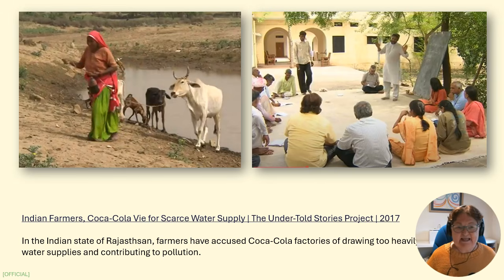This story originally aired on PBS NewsHour in 2008. In the Indian state of Rajasthan, farmers have accused Coca-Cola factories of drawing too heavily on the area's water supplies and contributing to pollution. So they're talking about exploitation of the area's water, pollution of the area, and encroachment into the lands of the local people.